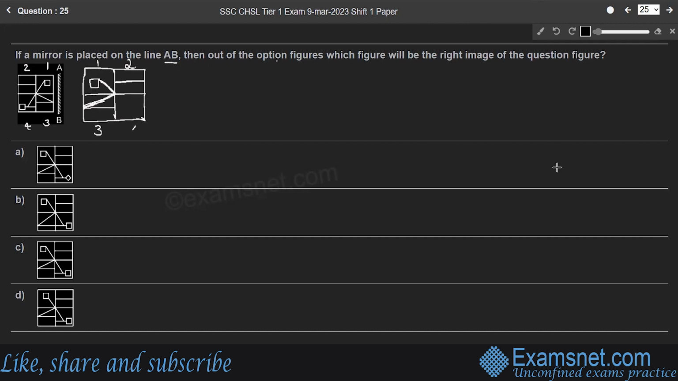Whereas the fourth part will be this right angle triangle, so this right angle should be below the horizontal line like this, and a square should end with a square. There is a slight change in that: you have to extend this horizontal line like this. After that, there should be a square. Therefore, option C is the right answer. Option C is the mirror image of the given question figure.